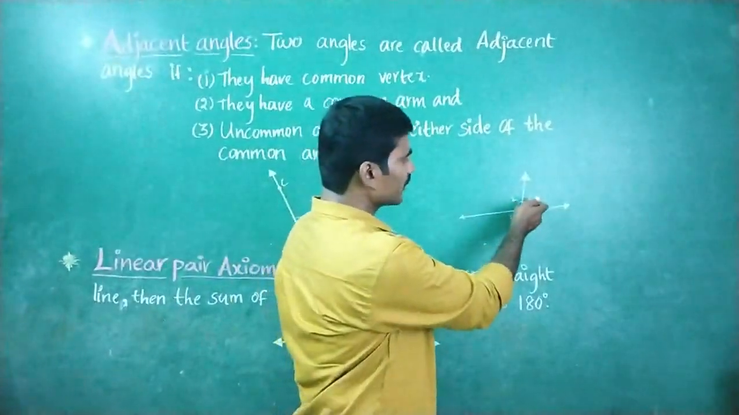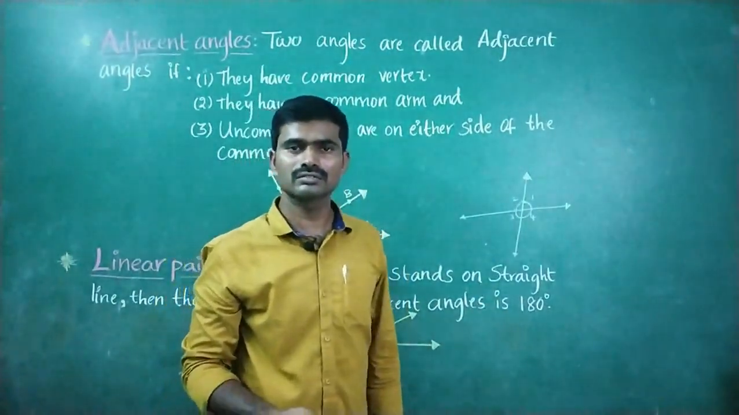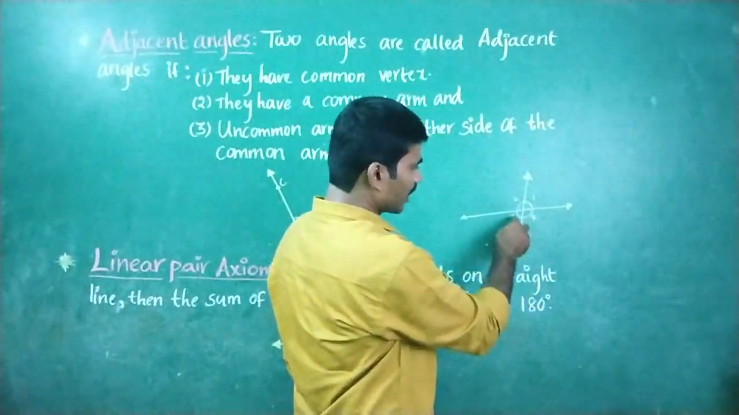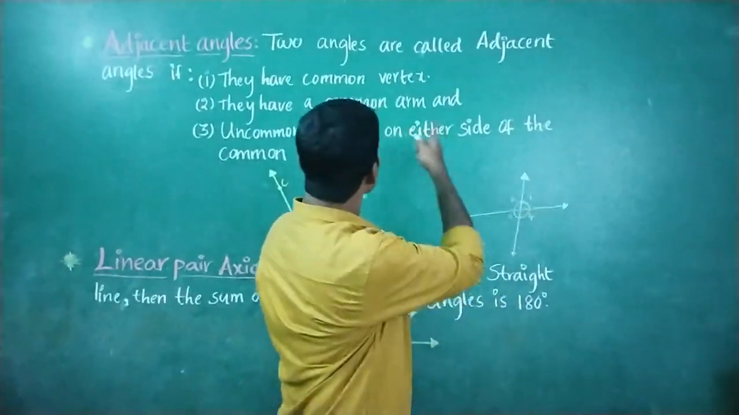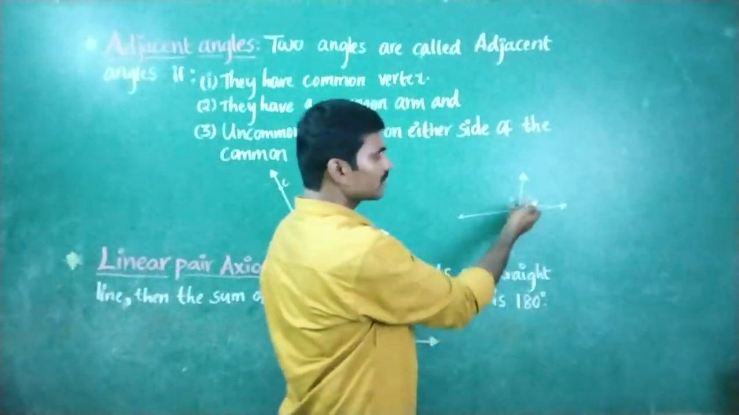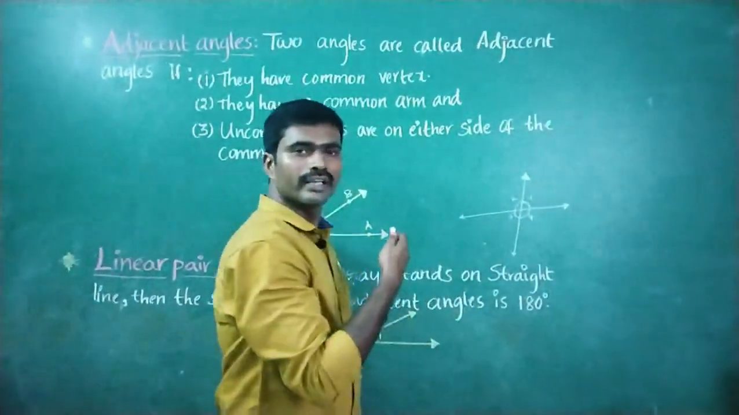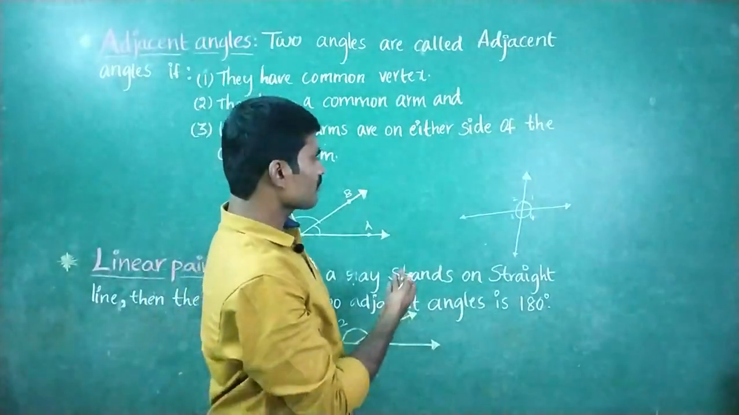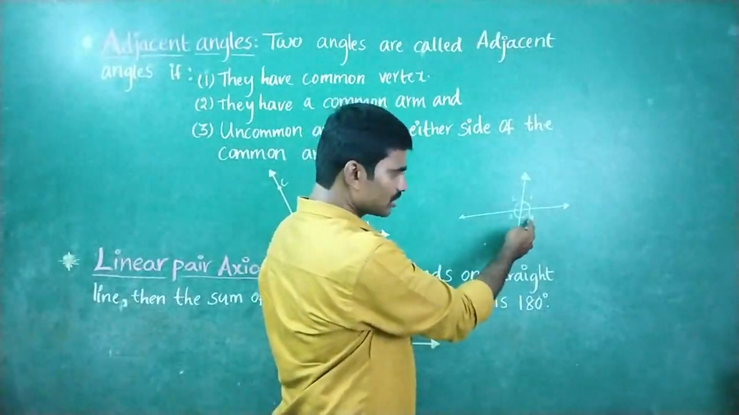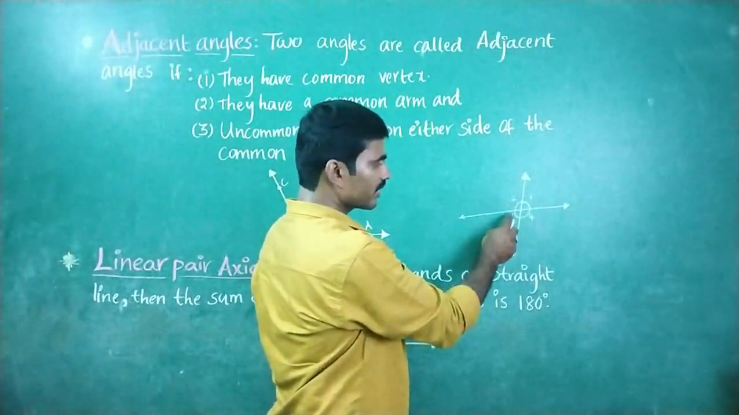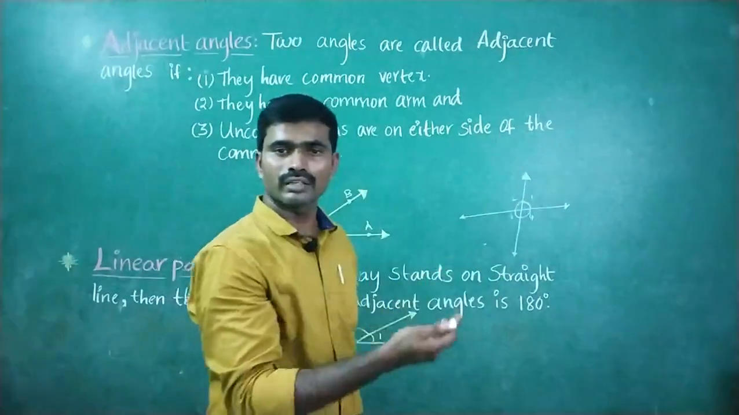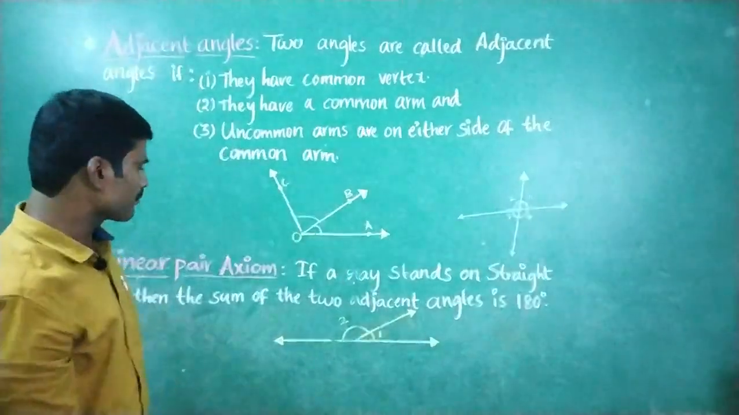Can we say that 1 and 3 are adjacent angles? No. Why? Because angles 1 and 3 have a common vertex, okay, but there is no common ray, no common arm. So 1 and 3 are not adjacent angles. 1 and 2 are adjacent angles. Here 1 and 4 are also adjacent angles. 2 and 3 are adjacent angles. 3 and 4 are adjacent angles. But 2 and 4 are not adjacent angles.